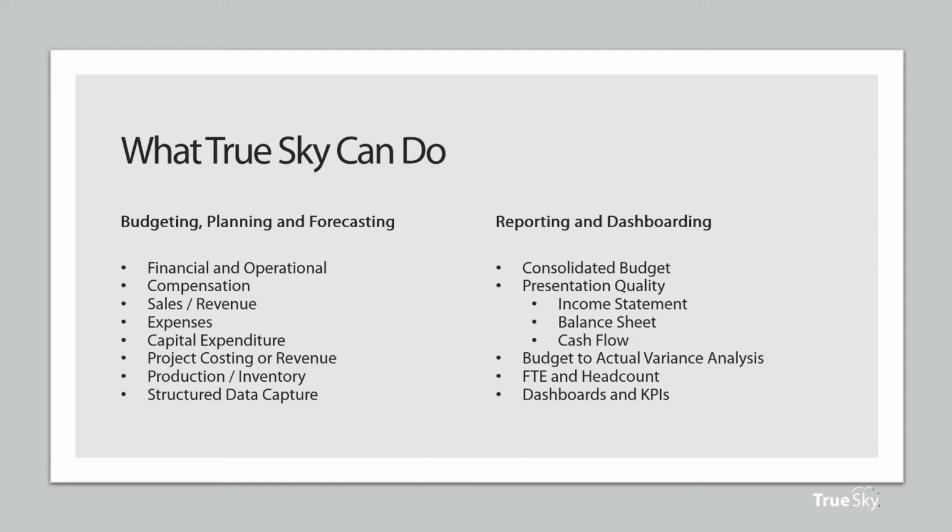When it comes to reporting and dashboarding, which is not really heavy what we're going to talk about today, you can do any kind of consolidated budget reporting. You can do formal reporting as well, such as income statements, balance sheet, cash flow statements, any kind of budget to actual variances. If you're doing stuff in compensation, FTE and headcount reports, dashboards and KPIs. These are all things that are possible with TrueSky.